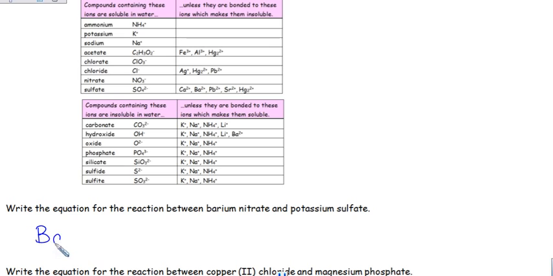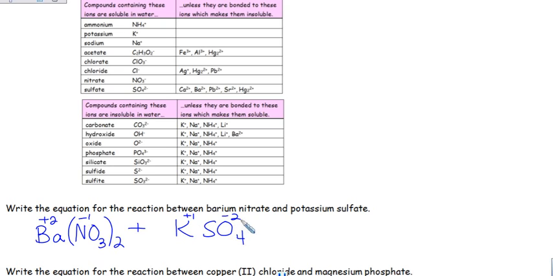barium is a +2 ion. Nitrate is -1. So I need 2 nitrates. And then I have potassium with sulfate. Potassium is +1. Sulfate is -2.